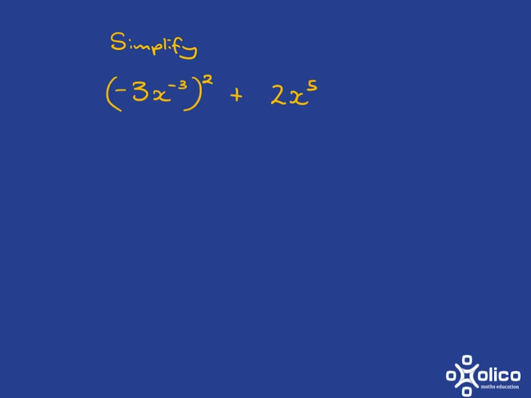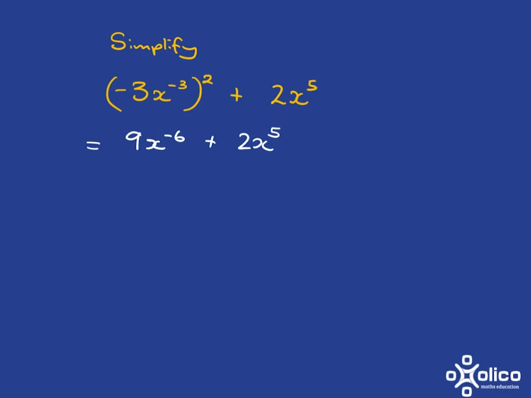One quick further example, if we're asked to simplify this thing over here, again, let's just systematically go through it. So first we're going to be dealing with the squared, so each thing in the bracket needs to be squared. So negative 3 squared gives me 9, and x to the negative 3 squared will give me x to the negative 6. And then we've got plus 2x to the 5.